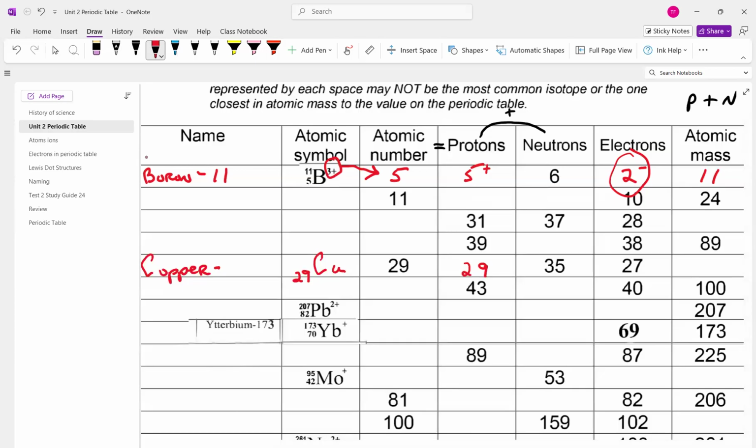So what's the charge? Positive or negative? The two parts correct, but is it positive or negative? Positive. Because there are more protons than electrons, hence it's positive. So you take the difference and see which one is more, P or E.